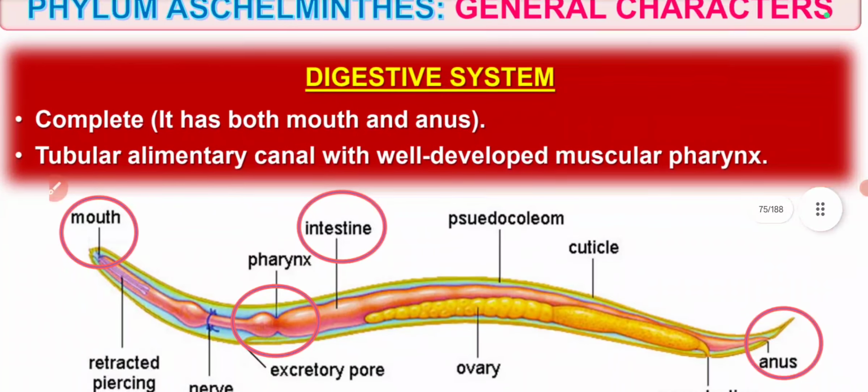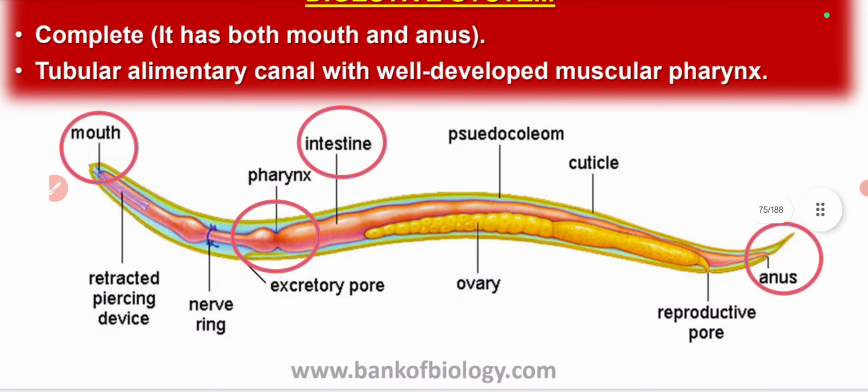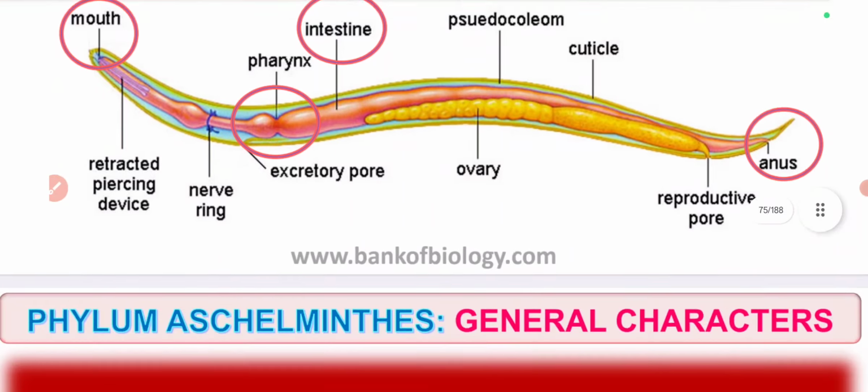General characters. The digestive system is complete, meaning it has both a mouth and an anus. As you can see in the diagram, the mouth and anus are different openings. That's why the digestive system is complete. It has a tubular alimentary canal with a well developed muscular pharynx.